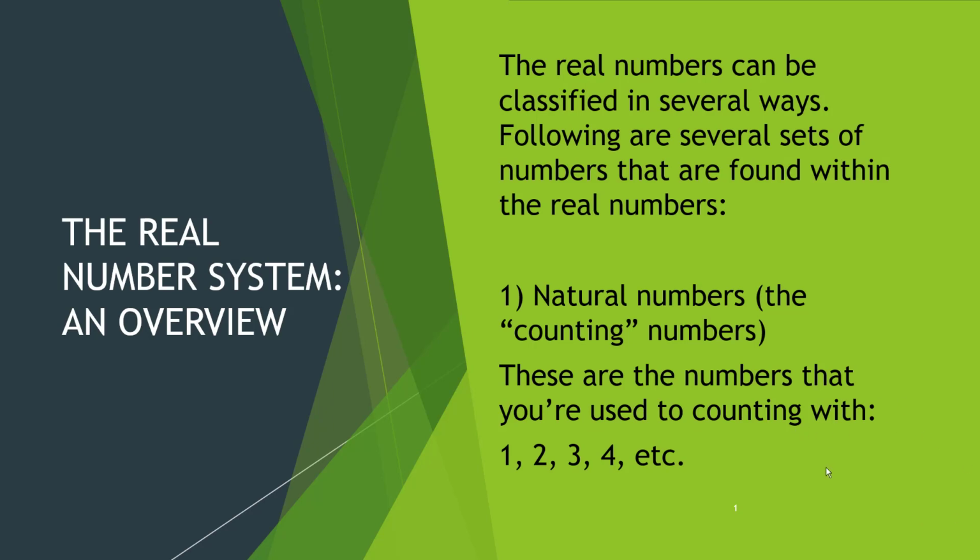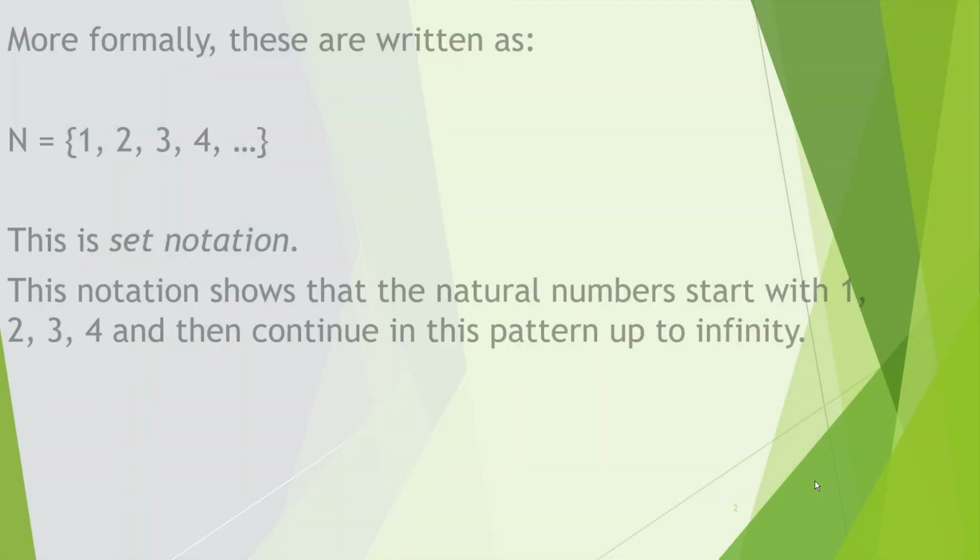First, we start with the natural numbers, which are sometimes known as the counting numbers. These are, of course, the ones that you're used to counting with. These are the numbers 1, 2, 3, 4, all the way up to positive infinity.